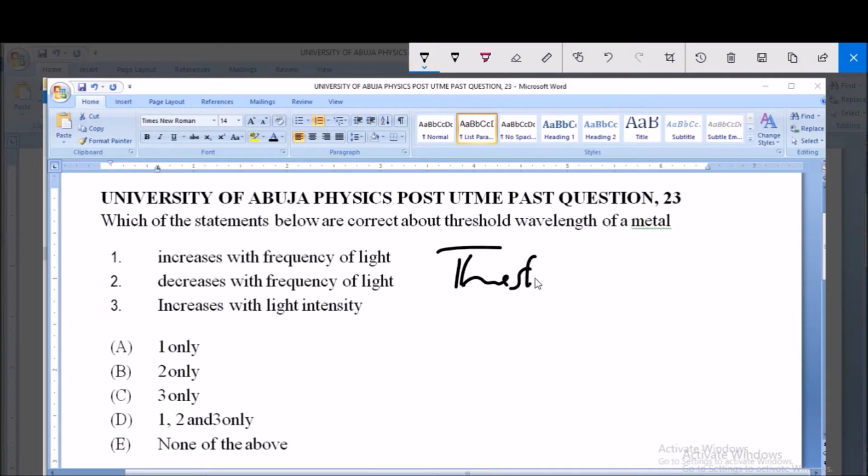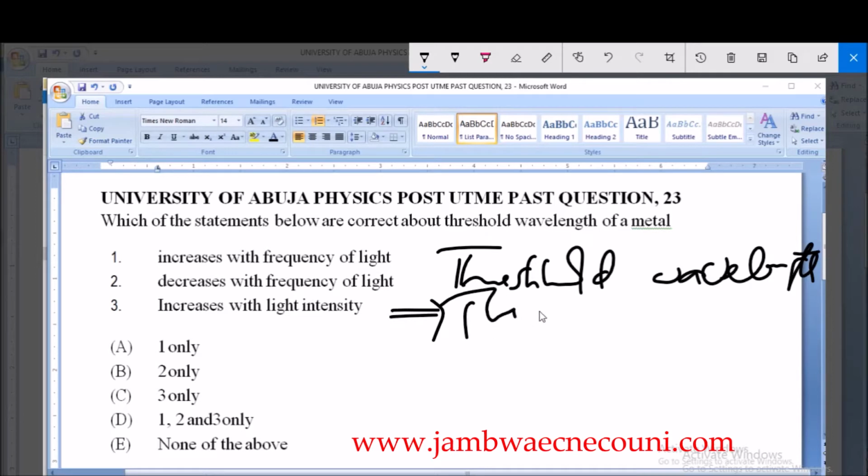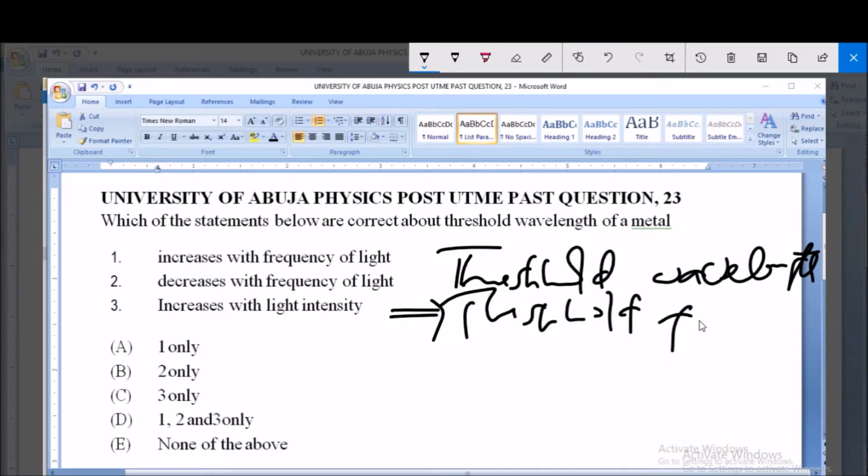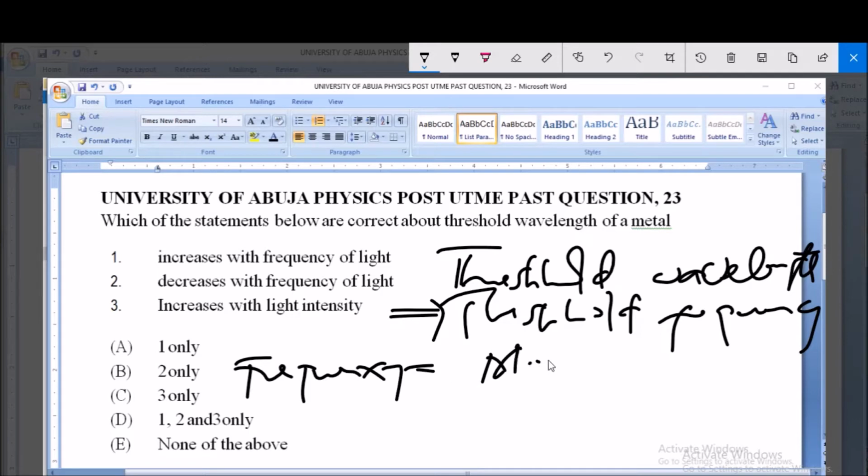Now, threshold wavelength simply refers to the wavelength that gives rise to the threshold frequency. Now, the threshold frequency is simply the minimum frequency a wave can experience. Now, the minimum frequency refers to the threshold frequency. For the minimum frequency to be reached, the wavelength has to be maximum wavelength, because threshold wavelength is the minimum frequency or maximum wavelength of incident radiation necessary to release photons from a given surface of a photoelectric effect.